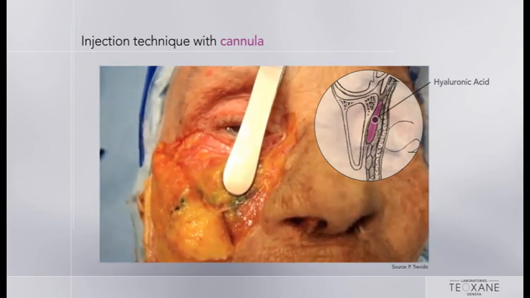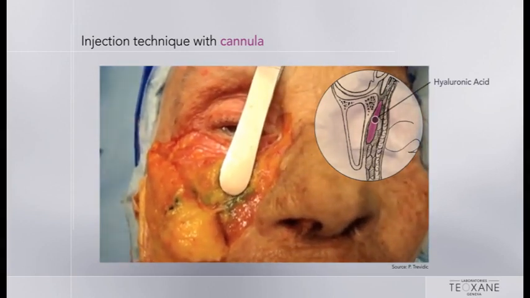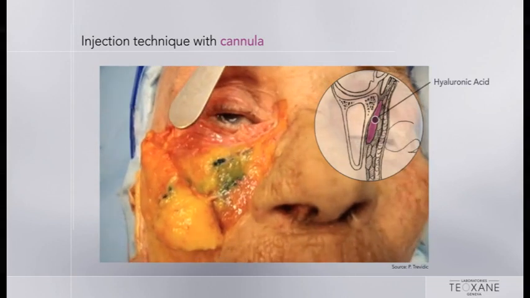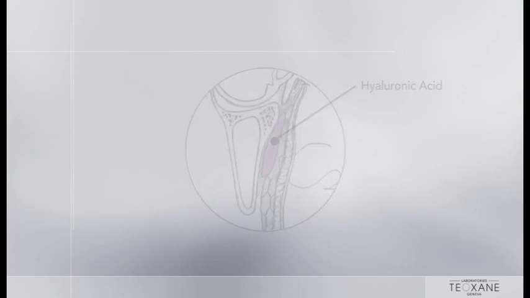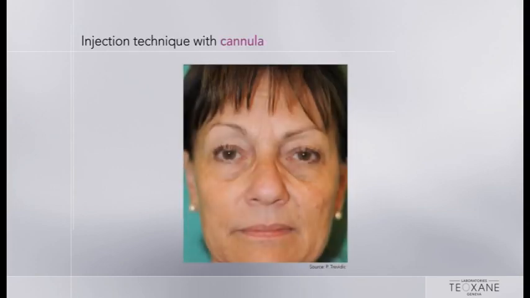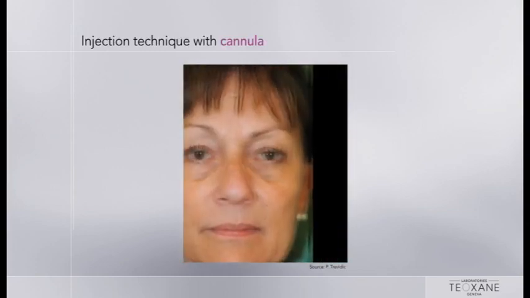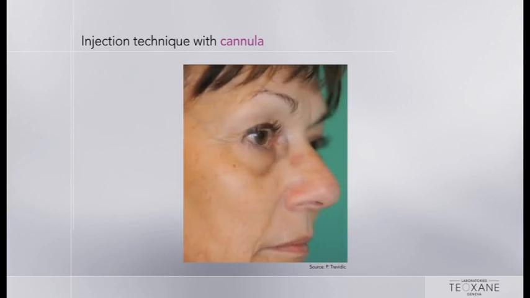When we apply pressure on the product, we can see that it is contained in a delimited area. It is therefore important to inject deeply in order to prevent migration of the product. A little hint to be able to inject hyaluronic acid deeply: you should raise and block the tissue in order to position the cannula deeply immediately. A deep tear trough visible on this patient is a good indication for hyaluronic acid injections.